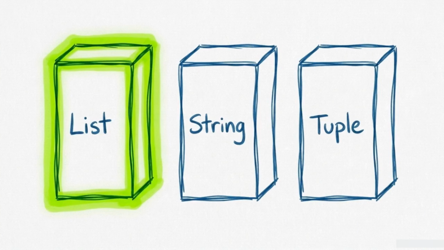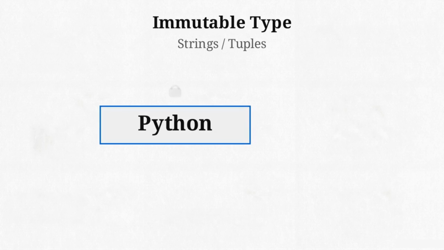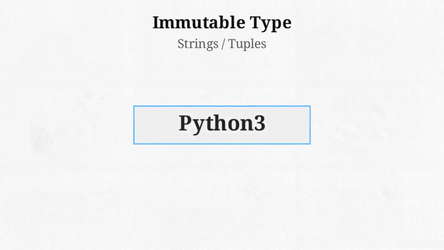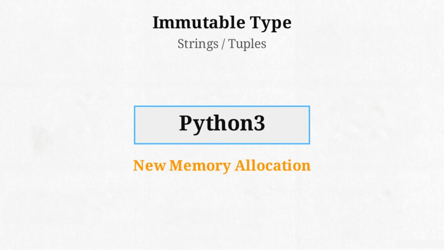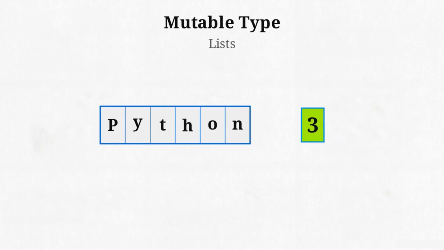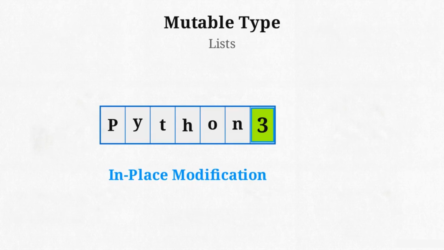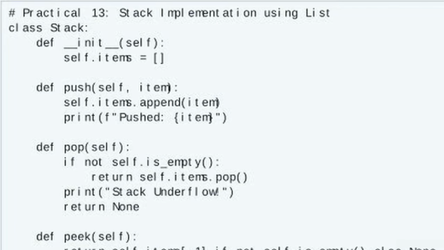Before analyzing the operations, we have to establish why a list is uniquely qualified for this task over other sequences, like strings or tuples. Strings and tuples are immutable ordered sequences. Once they are created, their physical state in memory cannot be altered. Requiring a new memory allocation every time data is added makes immutable types inefficient for dynamic data structures. Lists, however, are mutable. They are capable of in-place modification, allowing them to expand or shrink without destroying the original memory block. Look at the initialization of our stack class here.